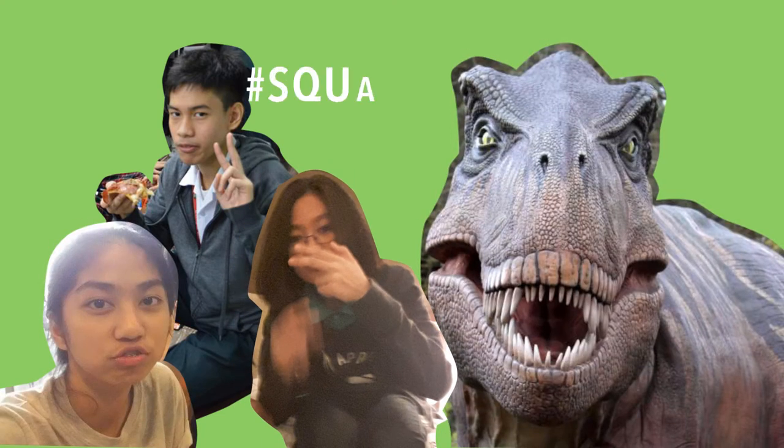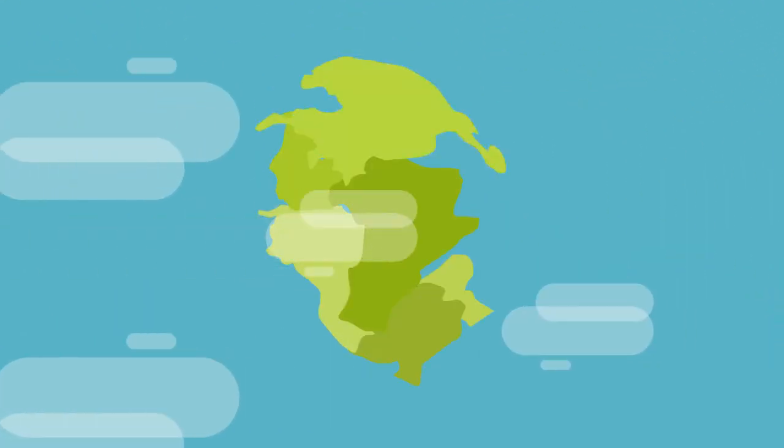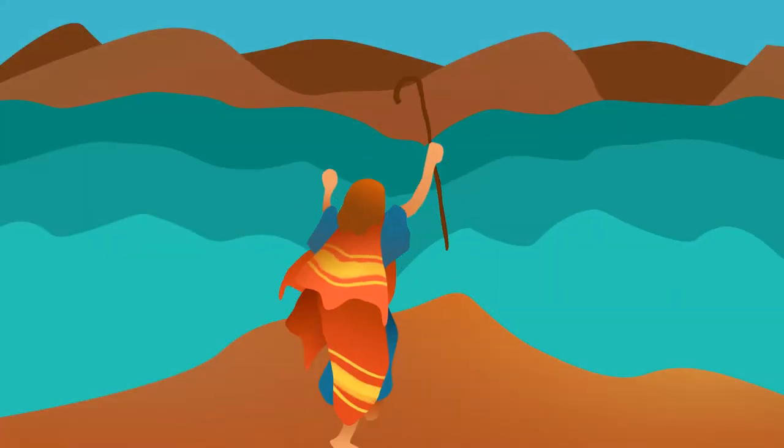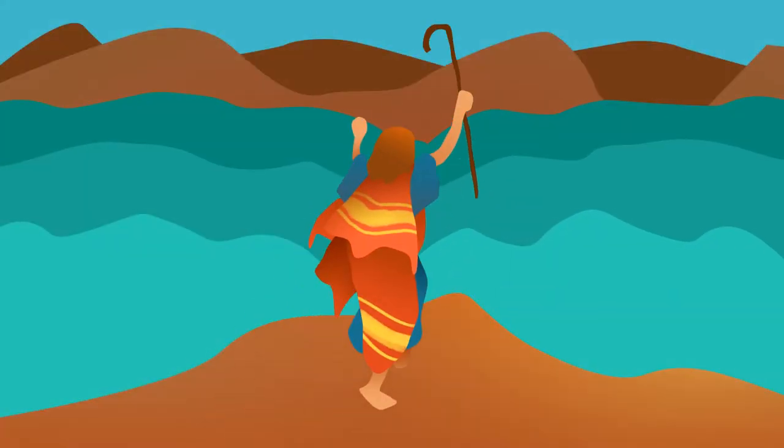Well, let's take a look back in history. In the beginning of time, before the age of the people and the dinosaurs, the continents were just one big landform called Pangaea. Remember that one time when Moses and the Israelites had to escape from the Egyptians? They were practically trapped, what with the Red Sea blocking their path.